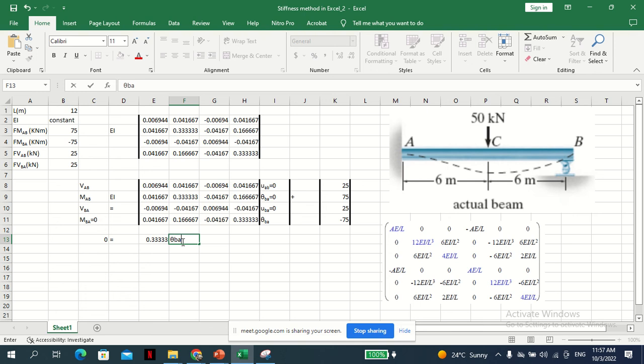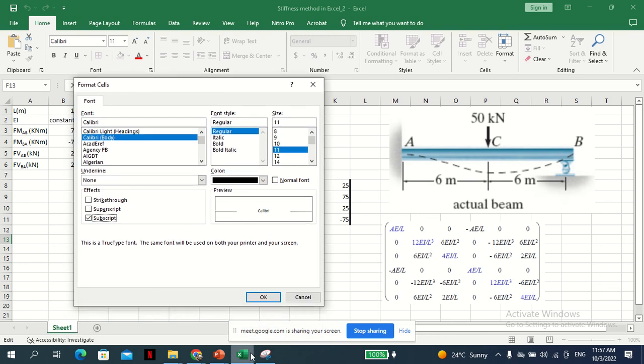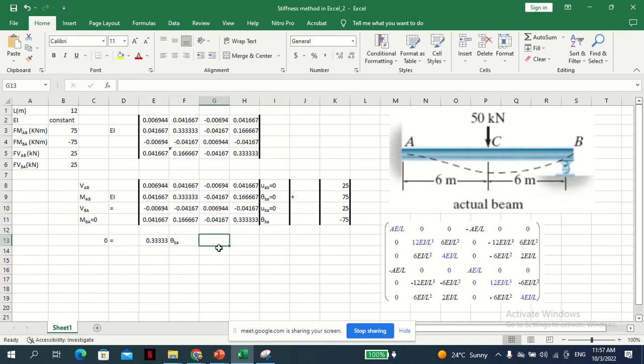So 0.33 of theta BA plus, of course, negative 75. You can see now you have just one unknown which you can solve. So theta BA would be 75 divided by 0.33 something, right? Sorry, don't forget to multiply by EI. So actually, in fact, if you had the value of EI, you can solve.